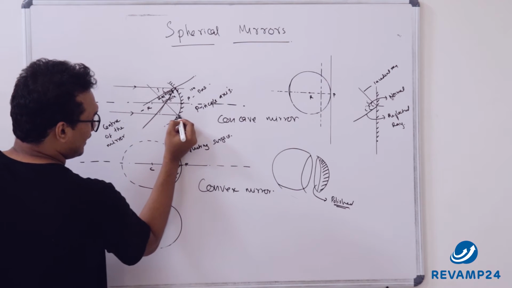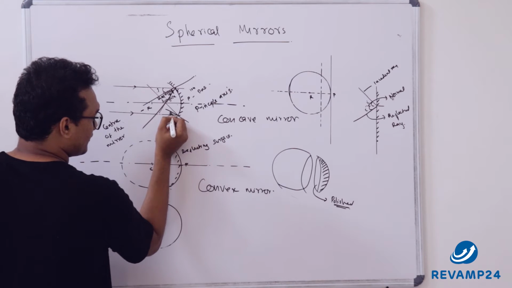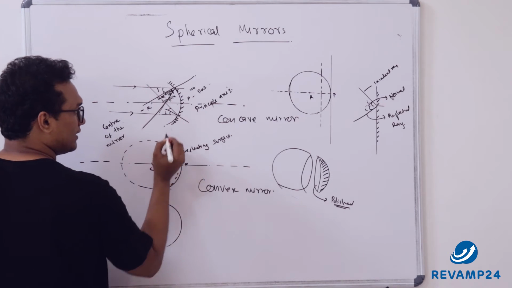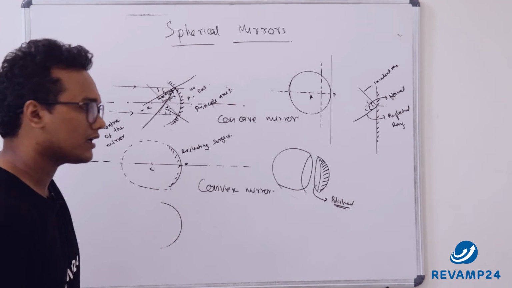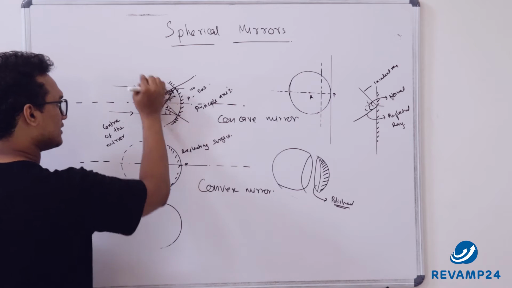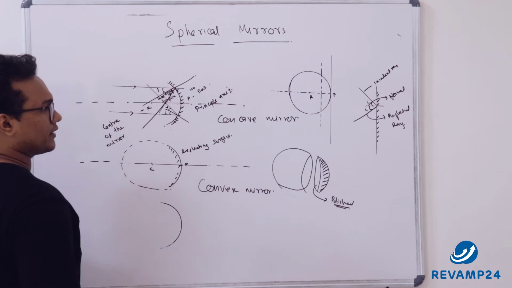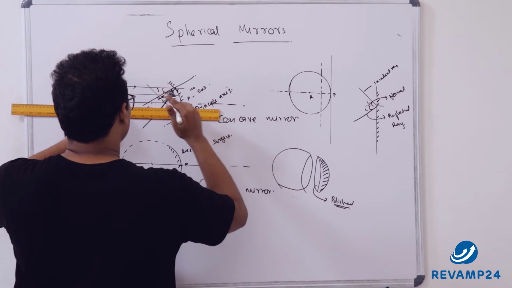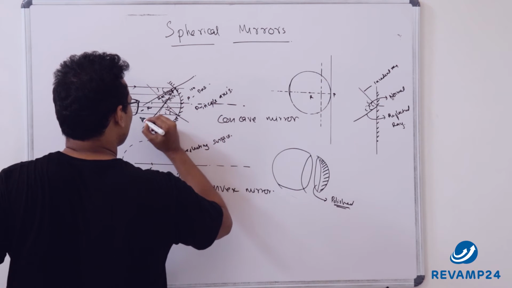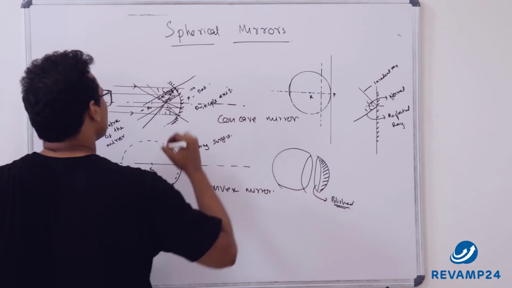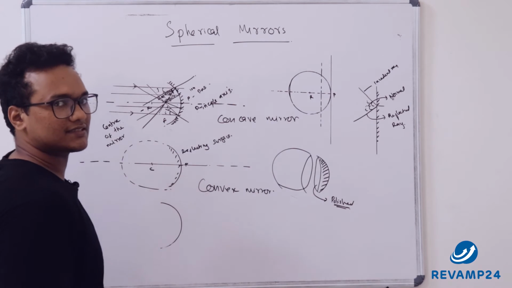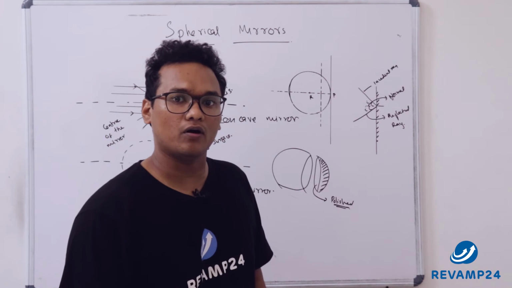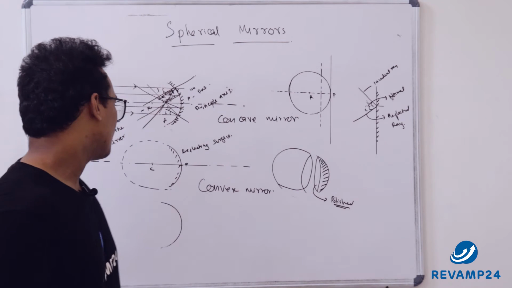Next, one more light ray, parallel to the principal axis, is incident at this point. The normal to the surface is this, and the incident ray makes an angle I. After reflection, the reflected ray makes an angle of reflection R. This I should be equal to R, and the ray goes in this direction. So these two light rays meet at this point. Any light ray parallel to the principal axis goes after reflection through the focal point. This is the focal point, and this is how the focus is defined: light rays parallel to the principal axis, after reflection, pass through a common point, and this point is called the focus.